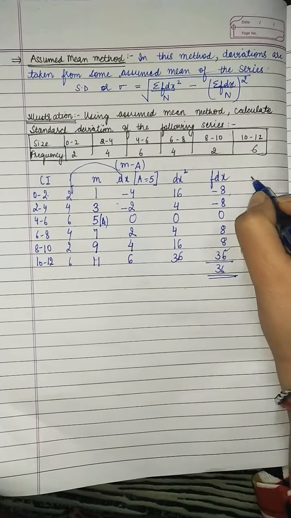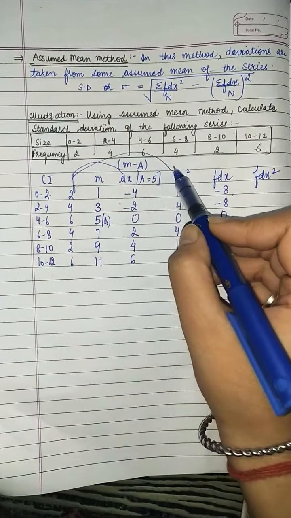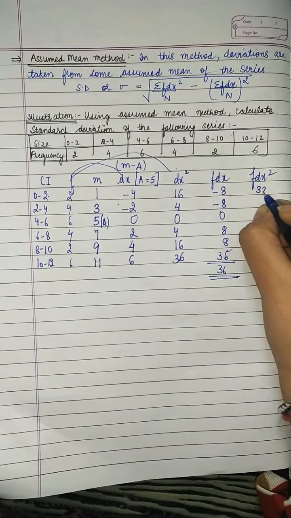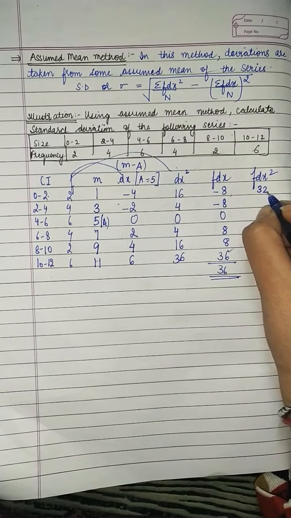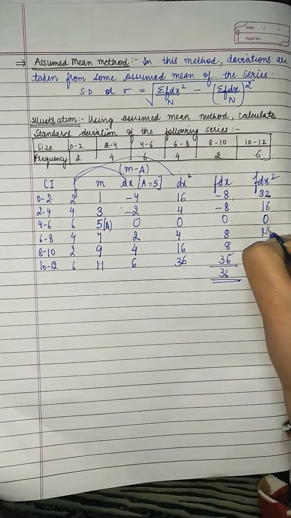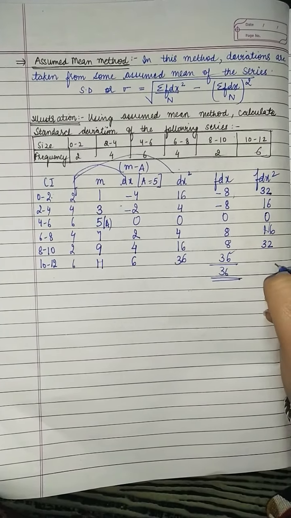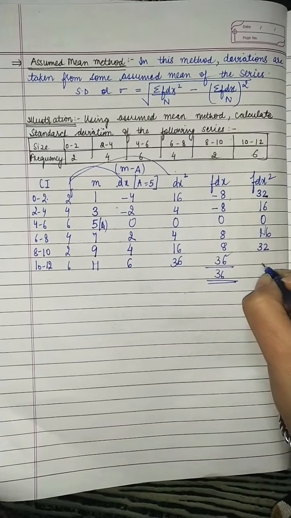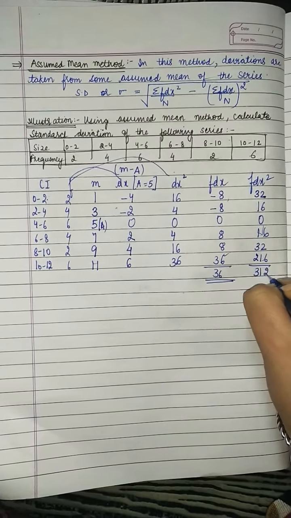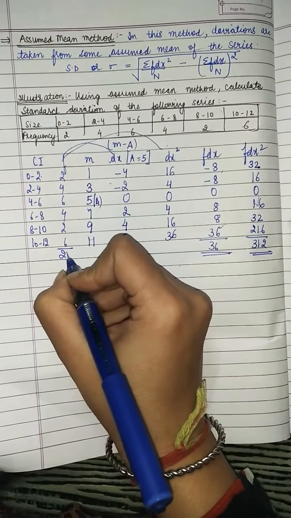We are having 36. Then we calculate f dx square. Multiply f with dx square. 2 into 16 is 32. 4 into 4 is 16. 6 into 0 is 0. 4 into 4 is 16. 2 into 16 is 32. 6 into 36 is 216. And we are having the total 312. And the total of the frequency is 24.